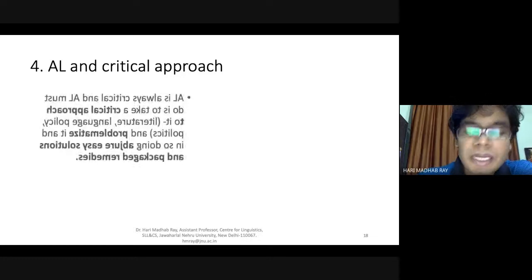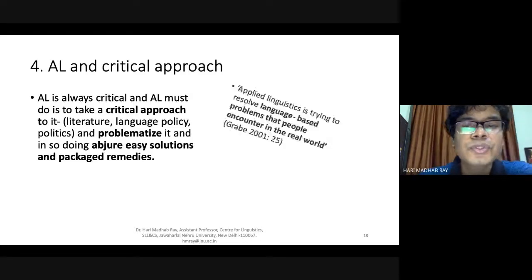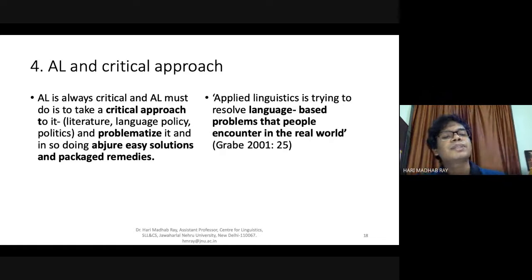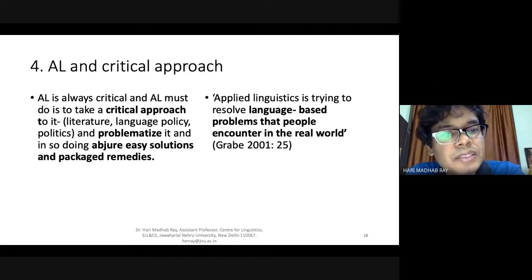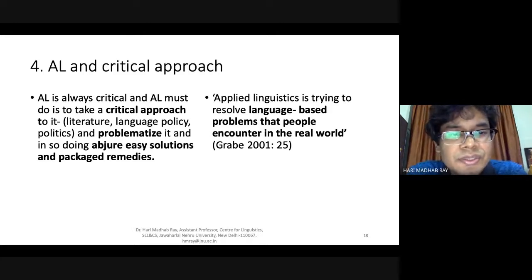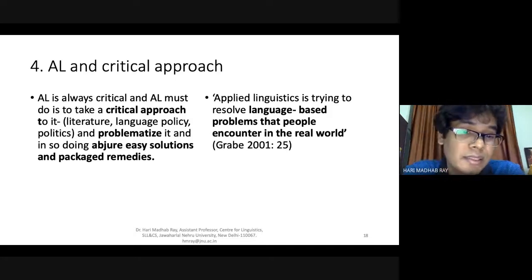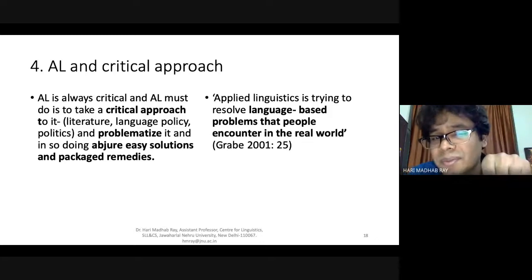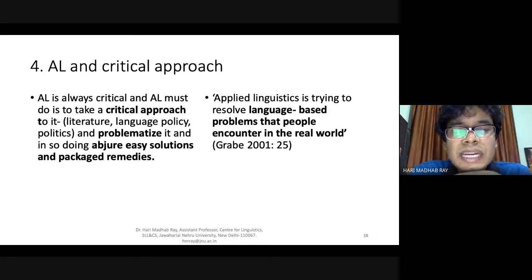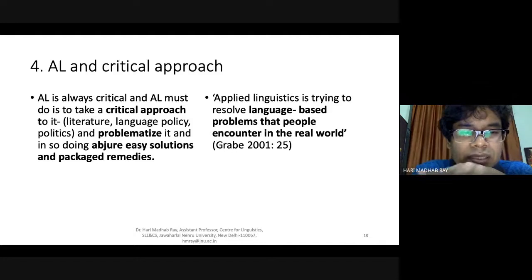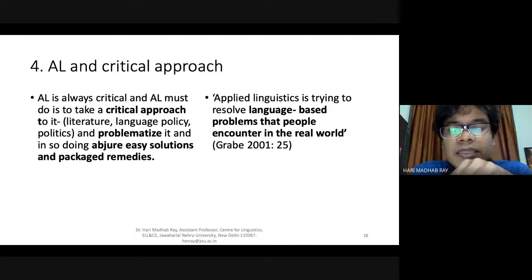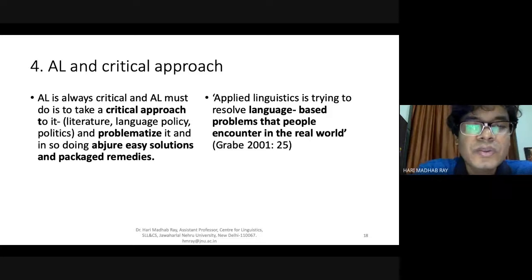So, applied linguistics and the kind of approach we take. Applied linguistics is always critical, and what an applied linguist must do is to take a critical approach. Even if you're talking about language policy or politics, you problematize it, and in so doing abjure easy solutions and packaged remedies. It's not giving you ready-made solutions. It's not a field that easily gives that kind of easy solution.